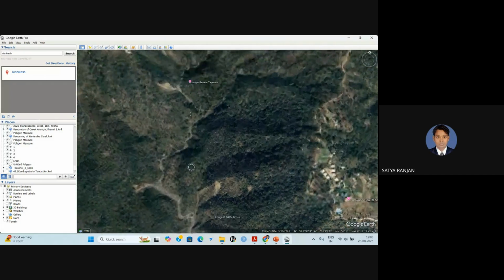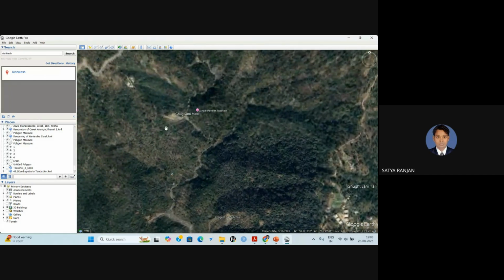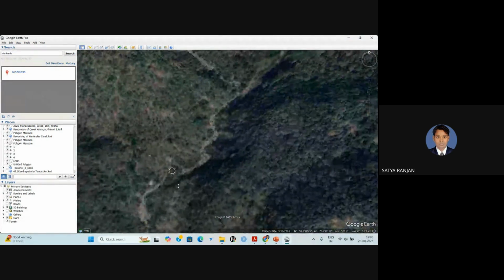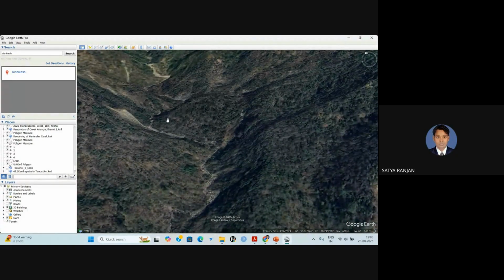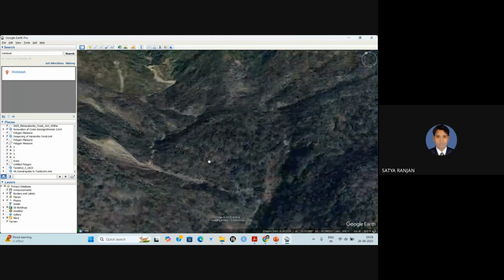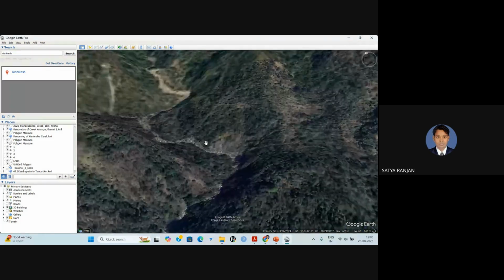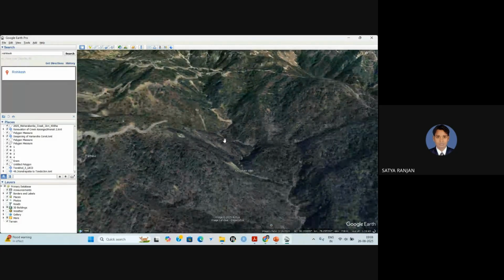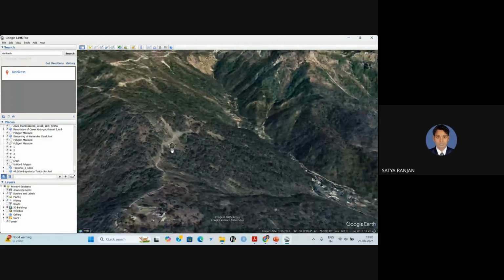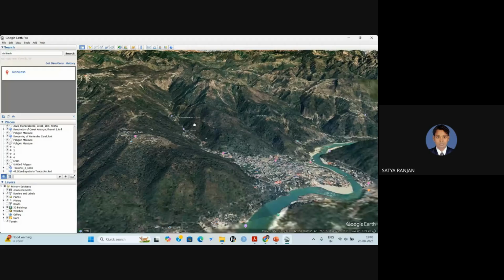So in this area, this is the ridge. So this is the ridge. So an interlocking ridge is there. So this moment is this. So these are the interlocking ridges. A lot of interlocking ridges are found in Himalayan areas because of the large height.